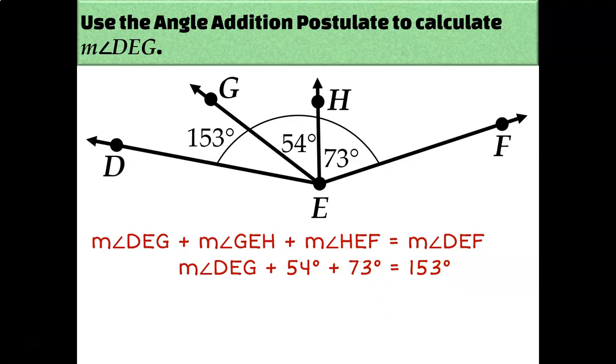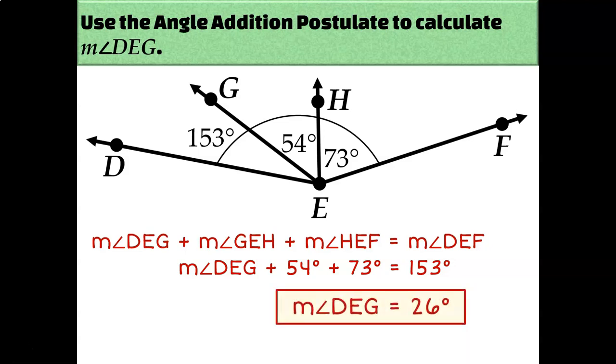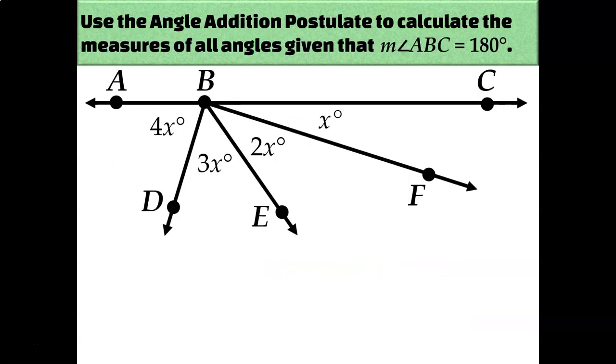So 153 minus 54 minus 73 gives me the measure of angle DEG, which is 26 degrees. We also learned in the previous video that you can use this concept even if it involves algebraic expressions, and it's no different for more complicated problems like this one.